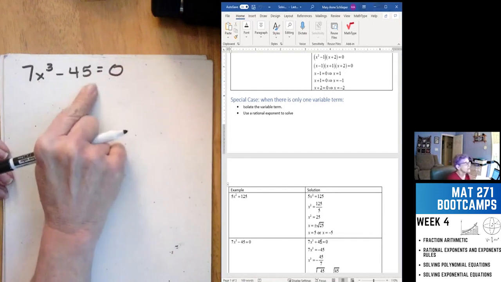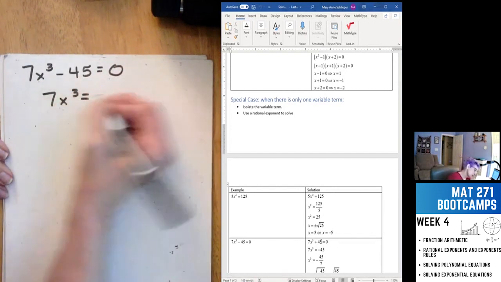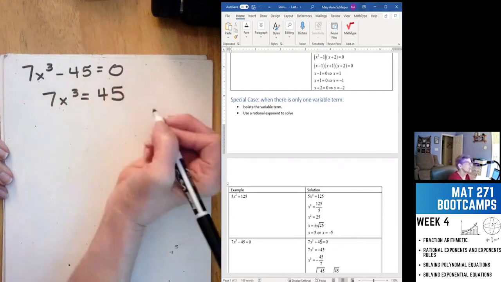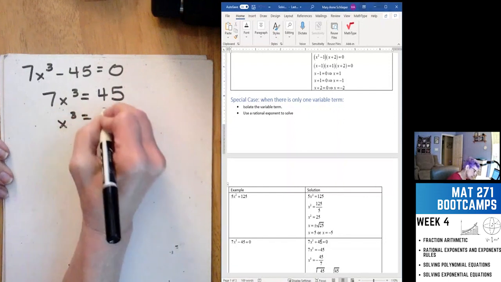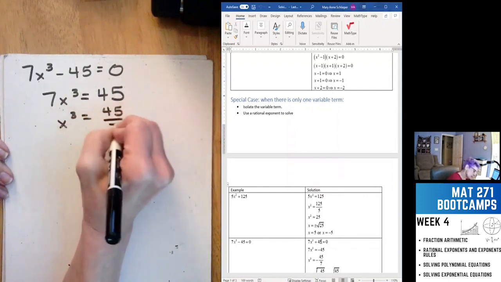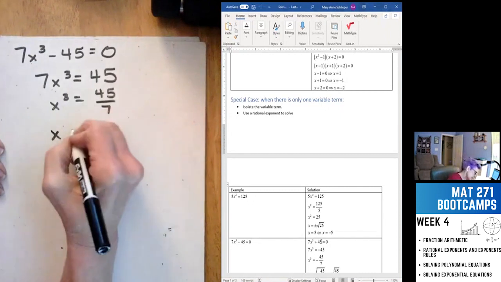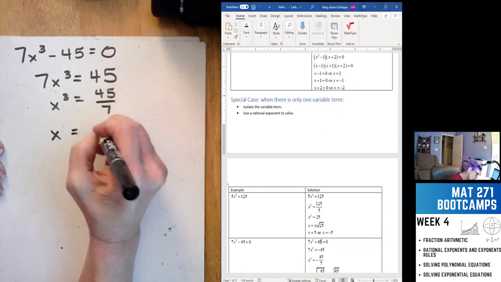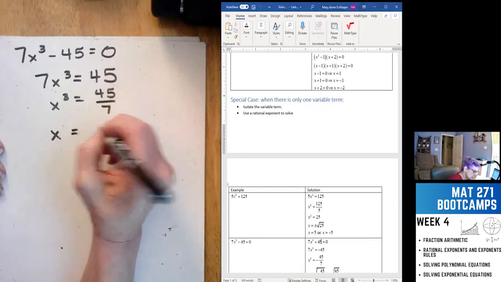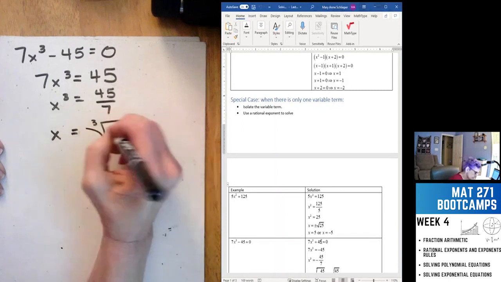x cubed minus 45 equals 0. Then 7x cubed is 45. x cubed is 45 over 7. So x is equal to the cube root of 45 over 7, or 45 over 7 to the 1/3 power, whichever way you like to write it.